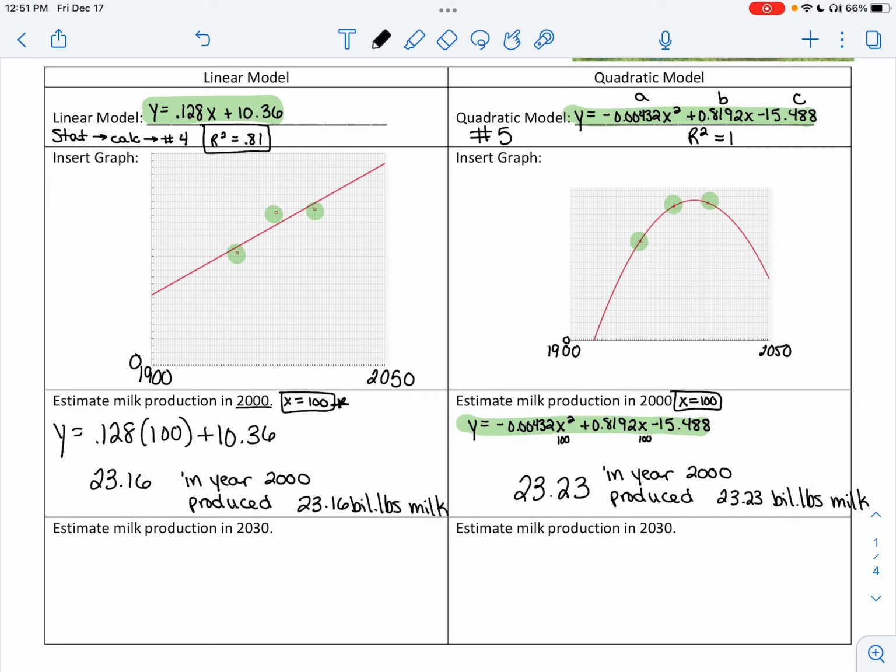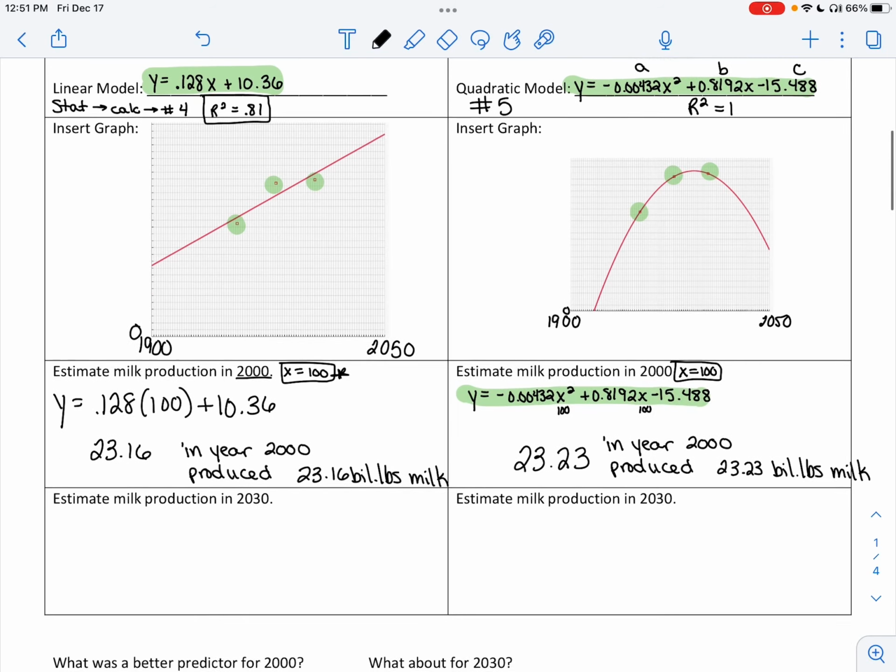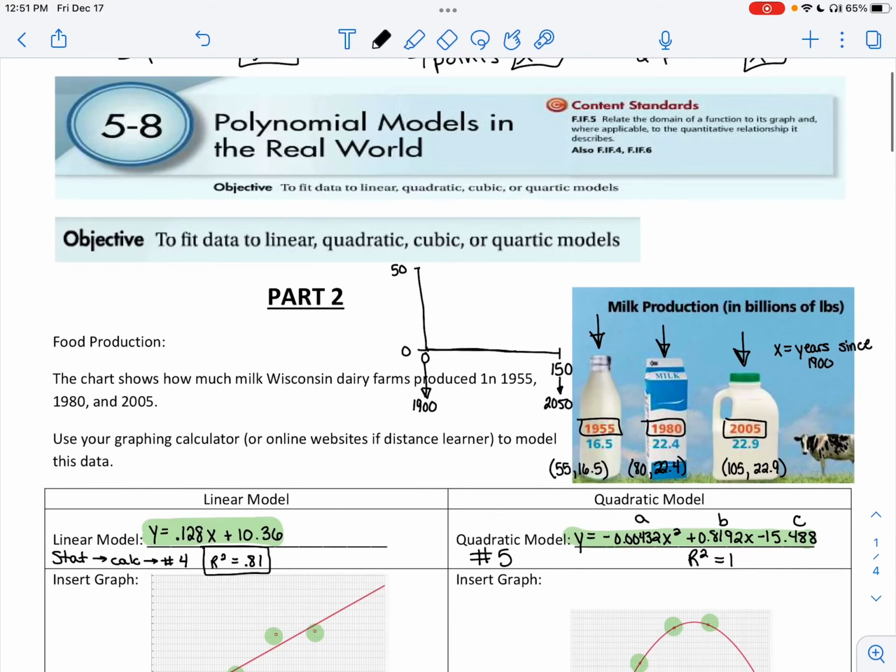But you have to remember, sometimes models are better for interpolation, where you're finding data points in between, like we just did. And then sometimes there's other ones that are better when you do extrapolation, when you look outside of the data. So what I want to do is focus on 2030. 2030 is outside of our data, okay? That would be extrapolation, where we're looking outside of our data.